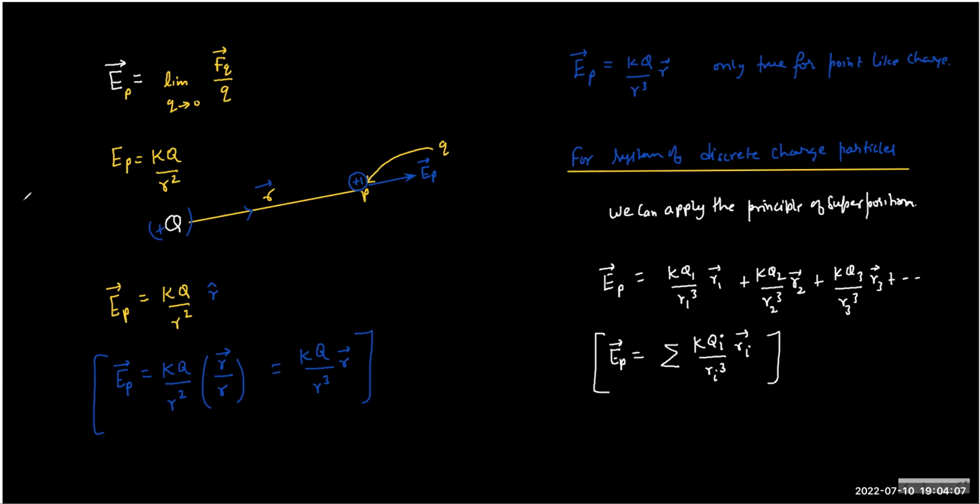Now you may have some dilemma or doubts. What is r exactly? The r vector is always the vector which begins at the charge and goes towards the point at which you would like to find the field. So what is the r vector here? Let me talk about the r vector.